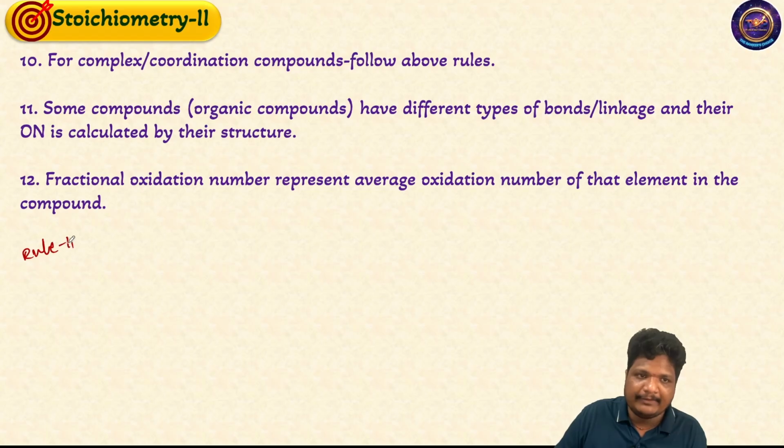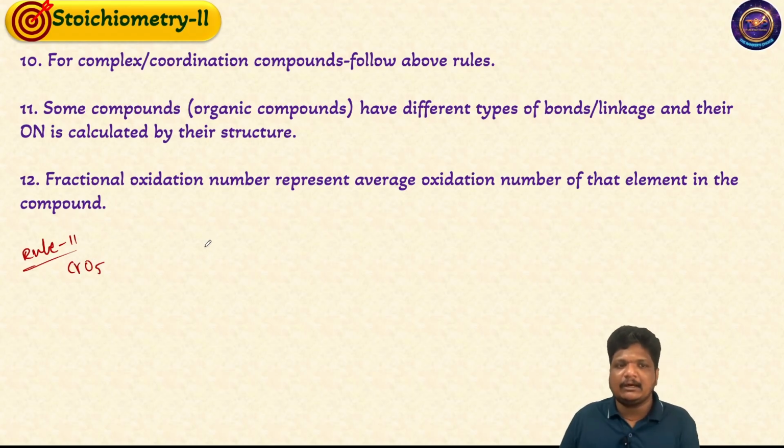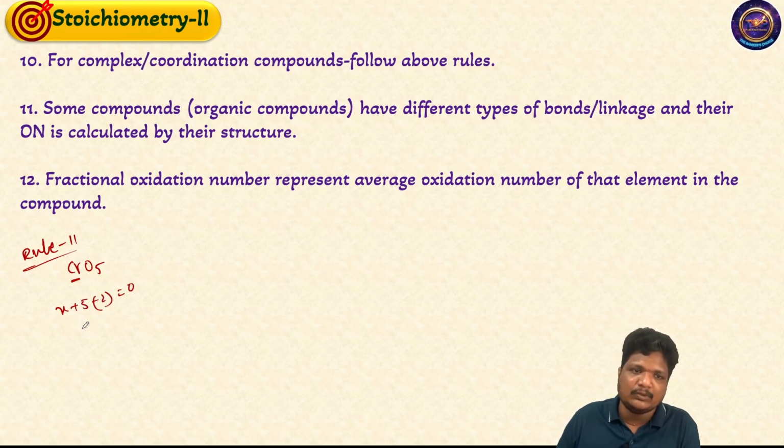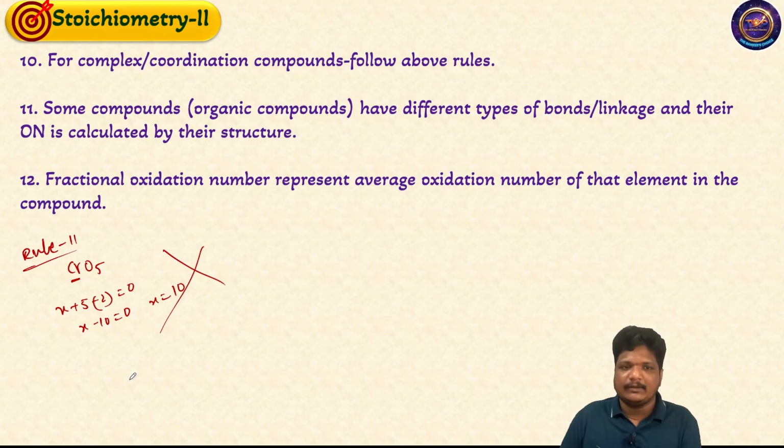Rule number 11. For rule number 11, I am taking one example, that is CrO5, chromium pentoxide. What is the oxidation state of chromium in this compound? If I calculate as per the previous rules, I can take it as x plus 5 into -2 is equal to 0, x minus 10 is equal to 0, x is equal to 10, which is completely wrong.